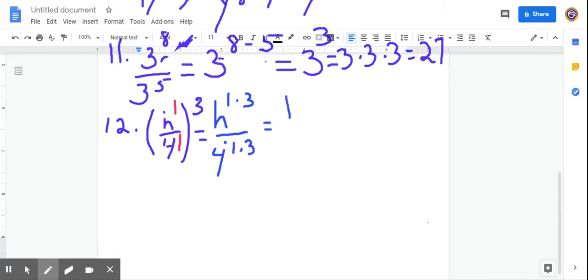So your answer would be h cubed over 4 cubed. H cubed, nothing you can do to simplify that, so you keep it the same. And 4 cubed, as we did above, is 64.